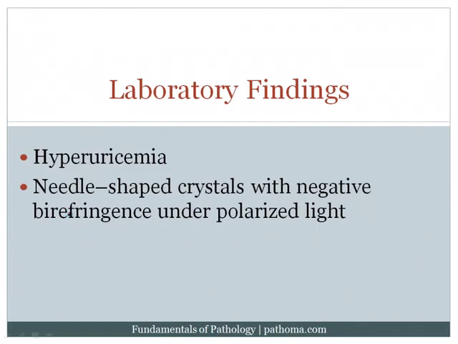Laboratory findings in patients with gout will be hyperuricemia. Of course, it's due to a high level of uric acid in the blood. And in addition, sampling of the synovial fluid will show needle-shaped crystals with negative birefringence under polarized light. Very high yield to know that these are needle-shaped crystals, and it's also high yield to know that they are negatively birefringent under polarized light.